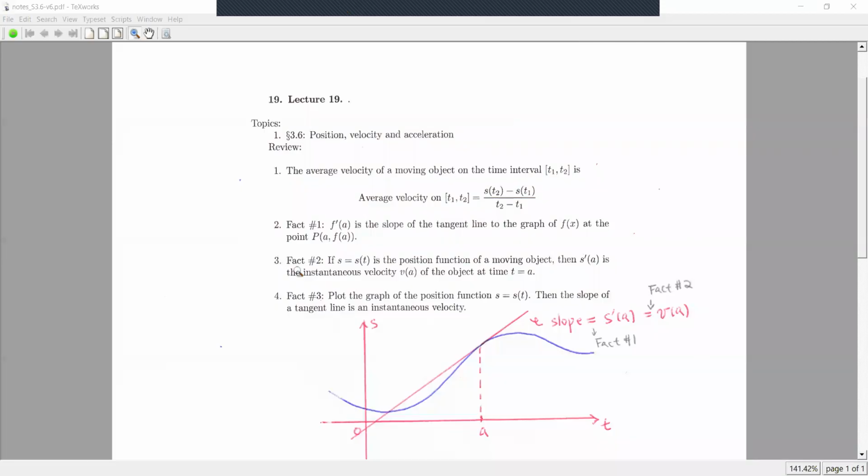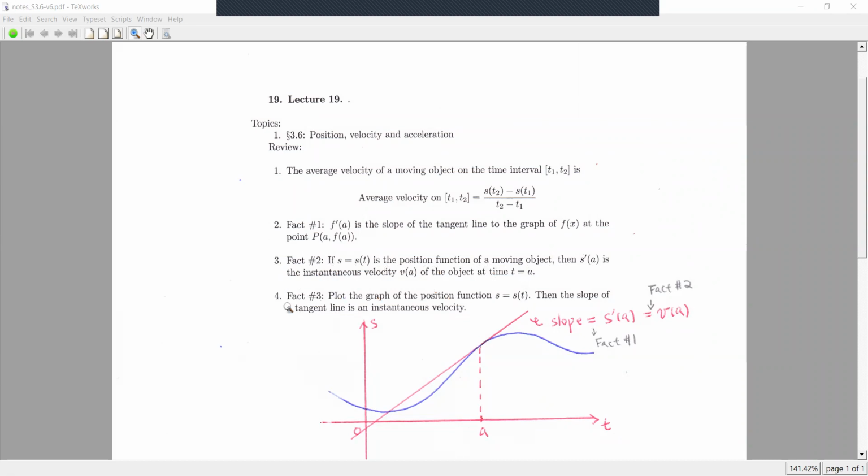Review number 3. Fact number 2. If S of t is the position function of a moving object, then the derivative of the position function at A is the instantaneous velocity of the object at the time A.